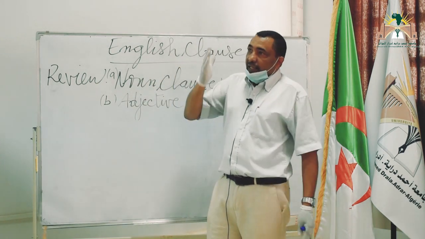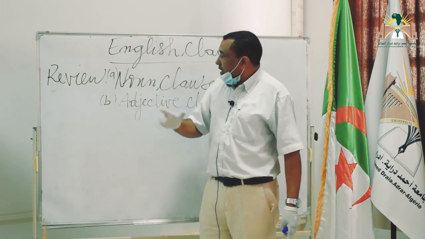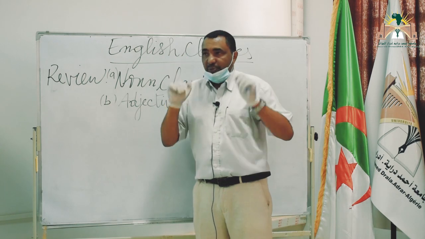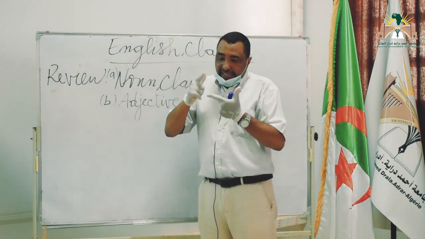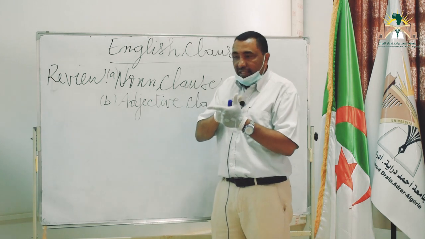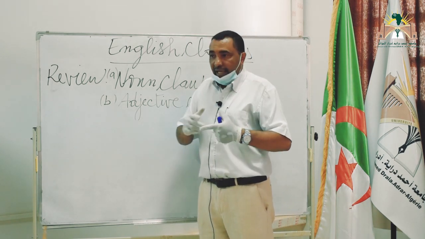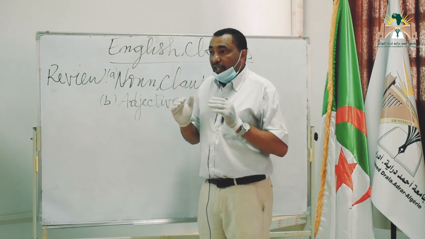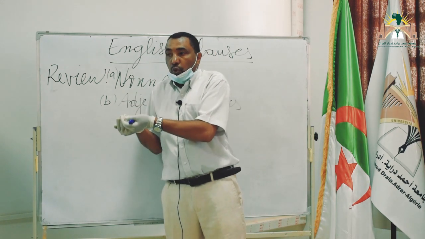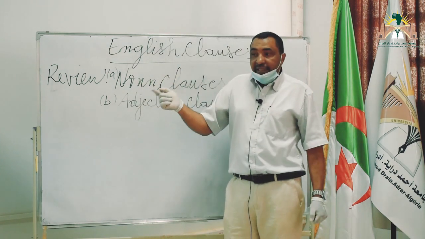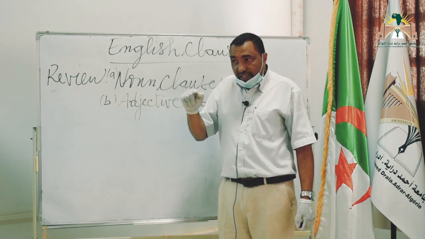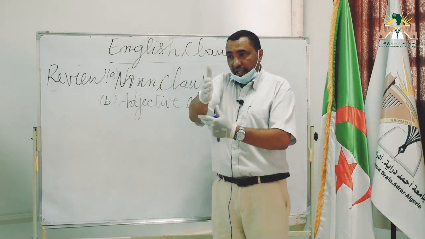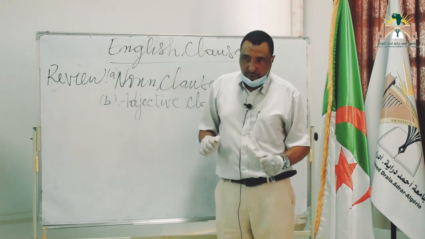Broadly speaking, clauses are divided into two main parts. Okay? Dependent and independent. Dependent clauses cannot stand by themselves. They depend on another clause, which is the independent clause. So the independent clause is what we call in another area the main clause.